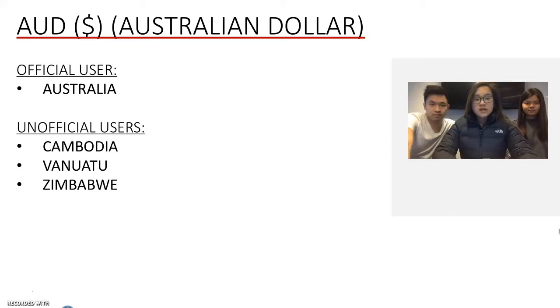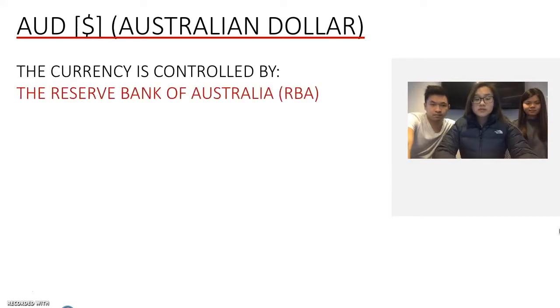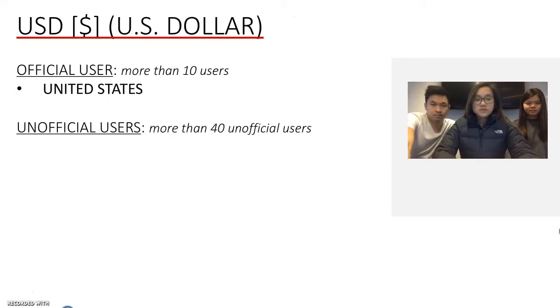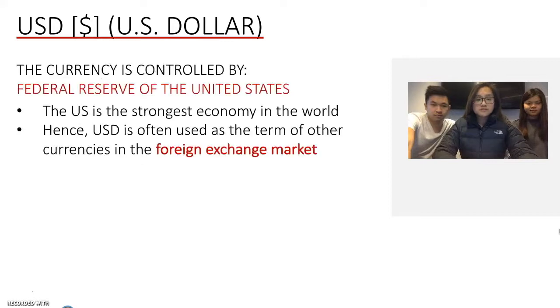The Australian dollar has one official user and three unofficial users. Its currency is controlled by the Reserve Bank of Australia. The US dollar has more than 10 users and more than 40 unofficial users. Its currency is controlled by the Federal Reserve of the United States. The US is considered the strongest economy in the world, hence why the currency is often used as the term of other currencies in the foreign exchange market.